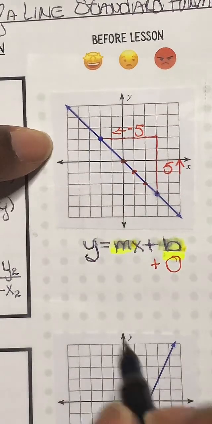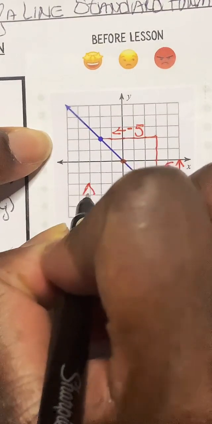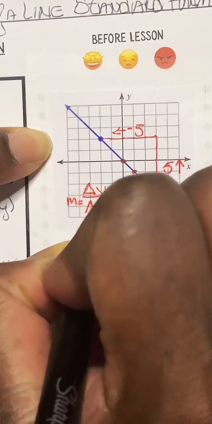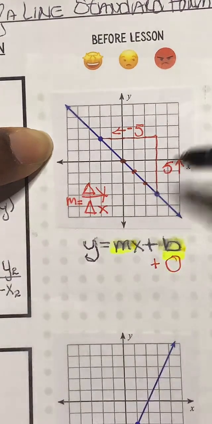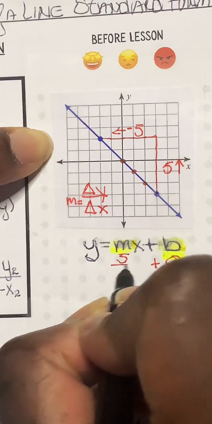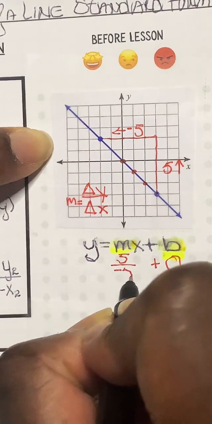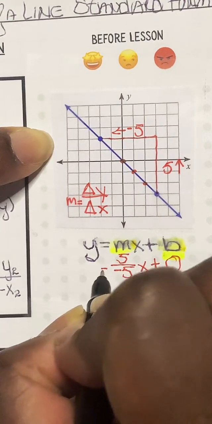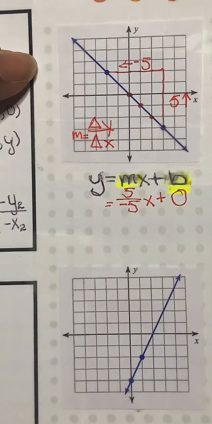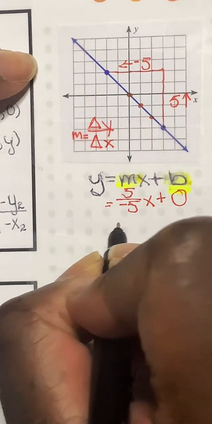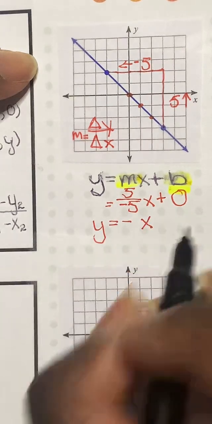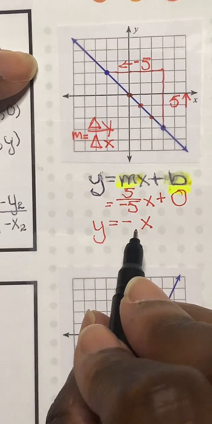And remember, our slope is the change of y's over the change of my x's. So I went up 5, so that gives me a 5. And I went over to the left 5, so that gives me a negative 5. And we can simplify this a little bit more. So if I simplify this more, positive 5 divided by negative 5, that gives me a negative 1x. Or I can just simply say negative x, because the 1 is understood to be there.